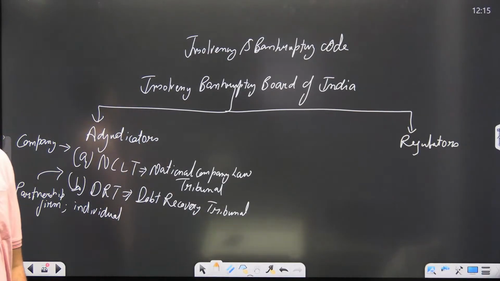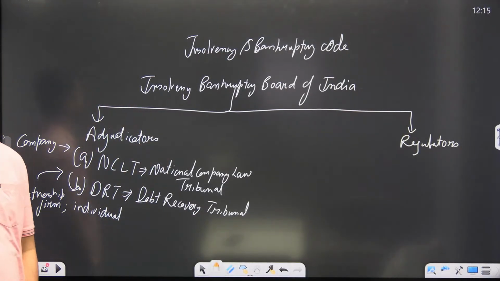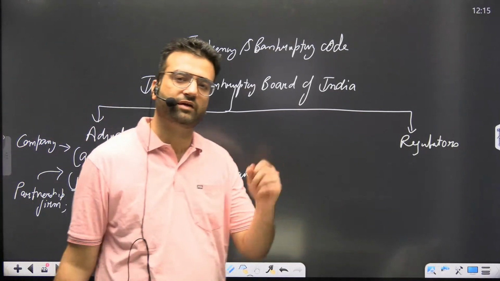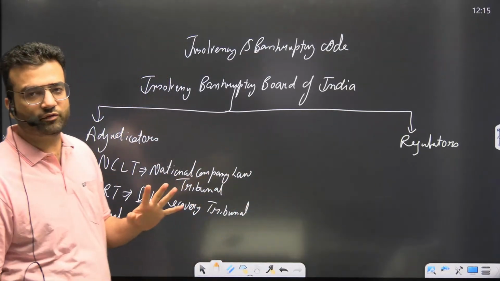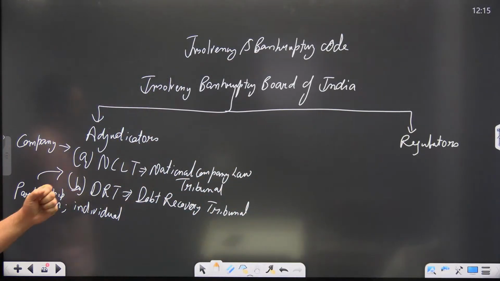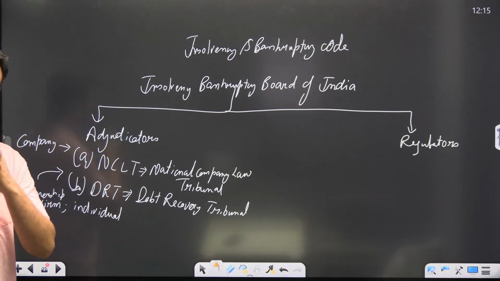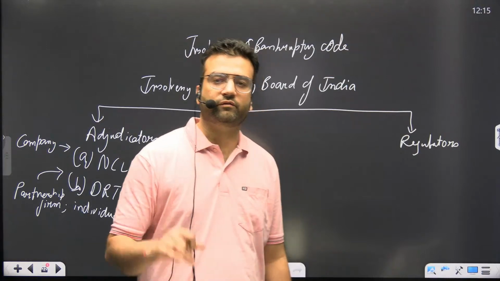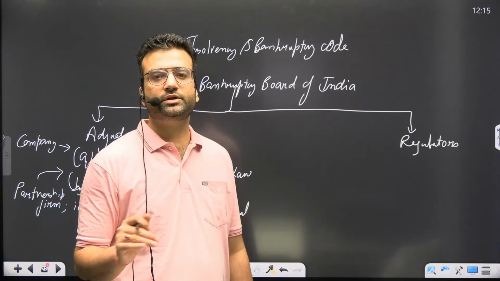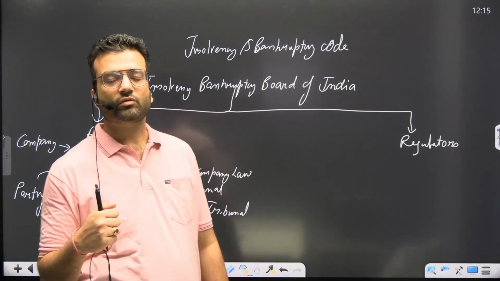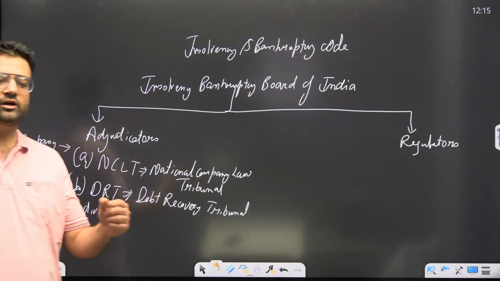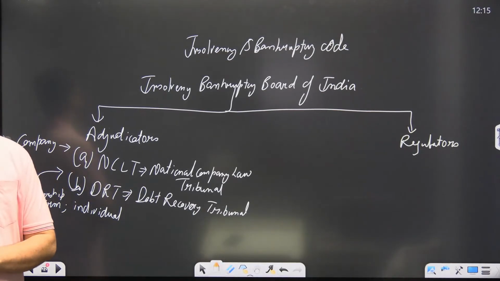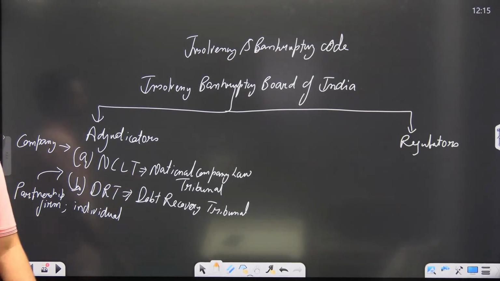So this is a complete, holistic, comprehensive code. It will take care of companies, individuals, partnership firms, everyone. If the company is in default, NCLT will take care, and they will take the final decision whether to wind up the company or to revive the company. If the matter is regarding an individual or partnership firm, then the matter will go to DRT, Debt Recovery Tribunal.